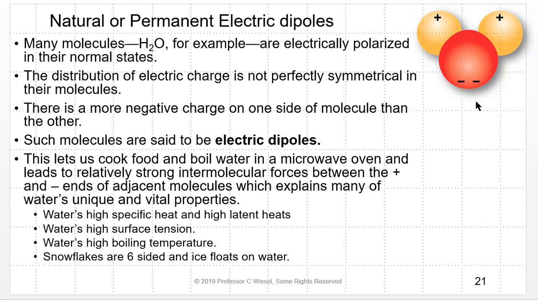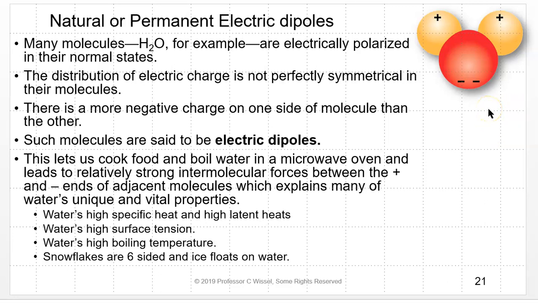This lets us cook food and boil water in a microwave oven and leads to relatively strong intermolecular forces between the positive and negative ends of adjacent molecules, which explains many of water's unique and vital properties. And we'll explain later how this works in microwave ovens. But at any rate, if you picture other water molecules here, the positive hydrogens of those other water molecules are going to be more strongly attracted to this negative oxygen here. So they have a tendency to form very weak bonds here.